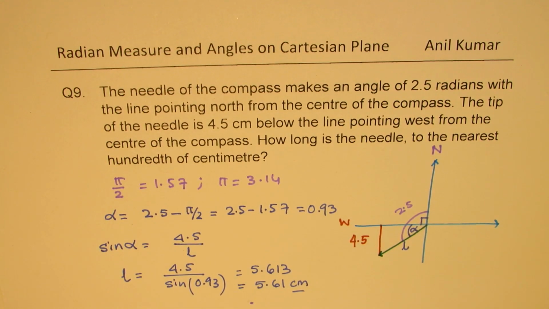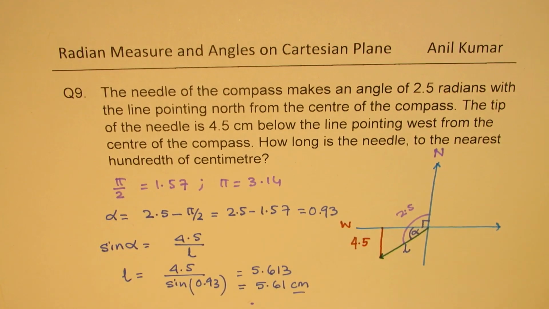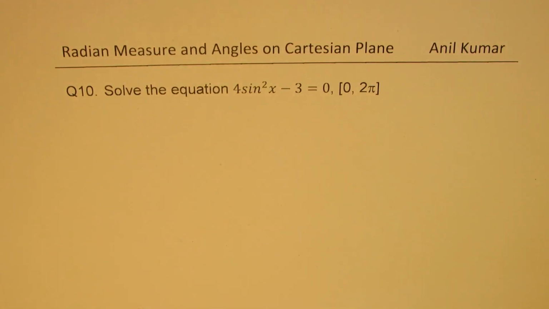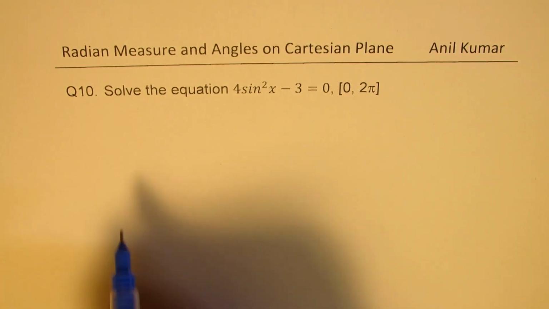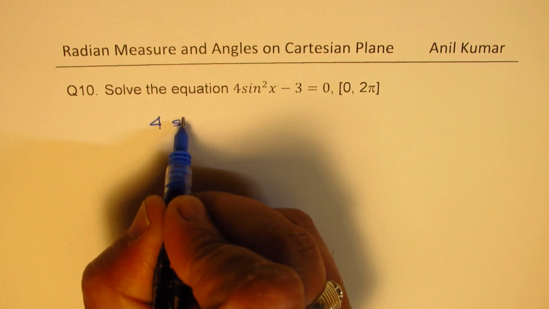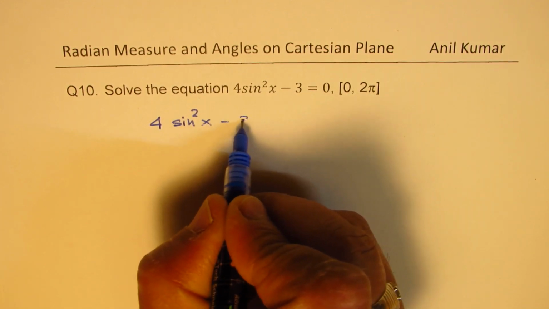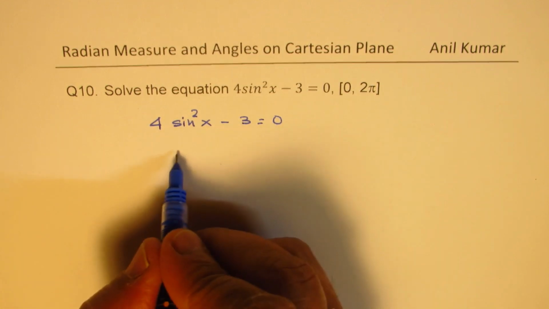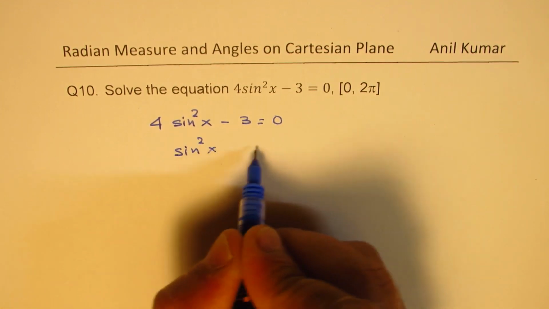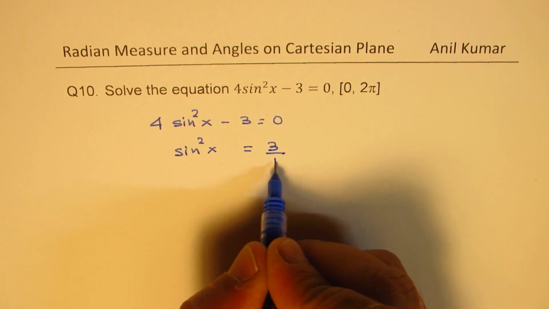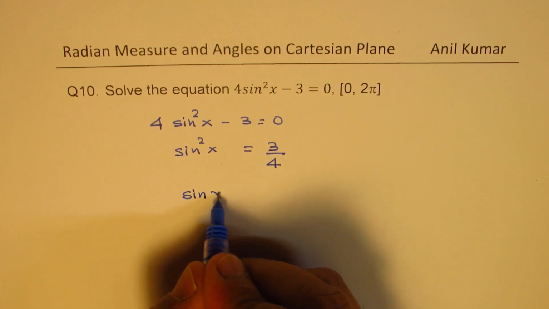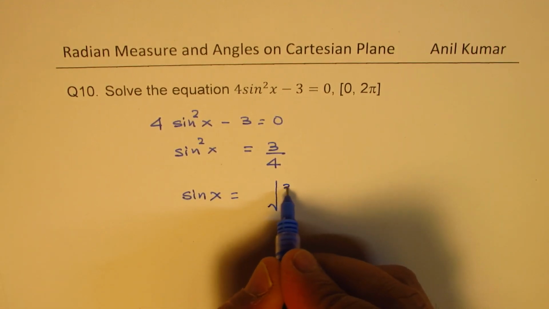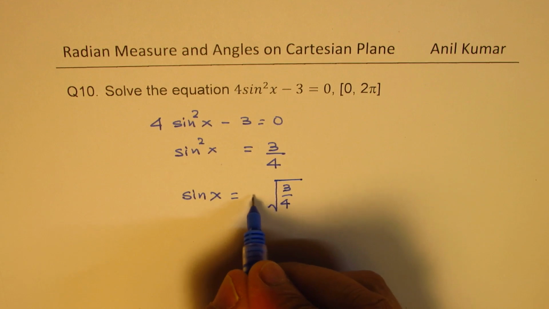Now let's look into question number 10, which is also the last question. Solve the equation 4 sine square x minus 3 equals 0 in the interval 0 to 2 pi. So we have the equation 4 sine square x minus 3 equals 0. That means sine square x will be equal to 3 over 4, correct? Take it to the right side, divide by 4. Sine x will be the square root of 3 over 4. Remember to write plus and minus.